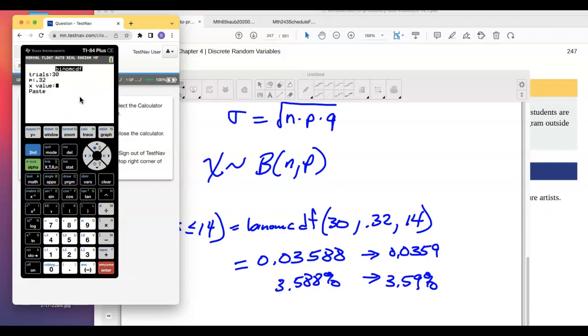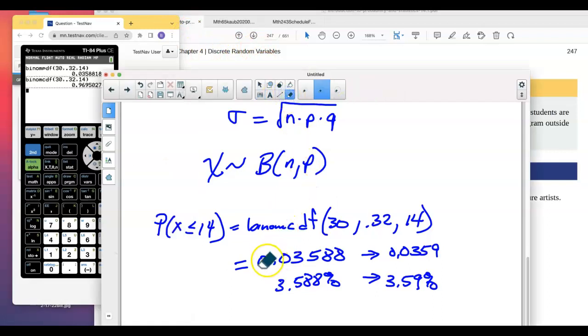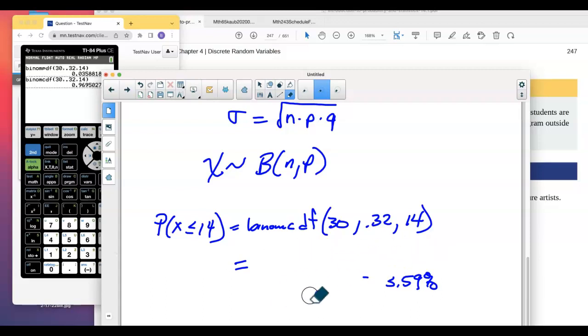0.32 and 14. This one's going to be quite a bit bigger because it's going to add the probability of 0, 1, 2, 3, 4 all the way up to 14. And the probability of 14 is this. So that means this one should be higher. Okay, so this is much higher. So in this case, the answer is not 3%. 3% was for exactly 14. In this case, it's 96% or 97% almost.